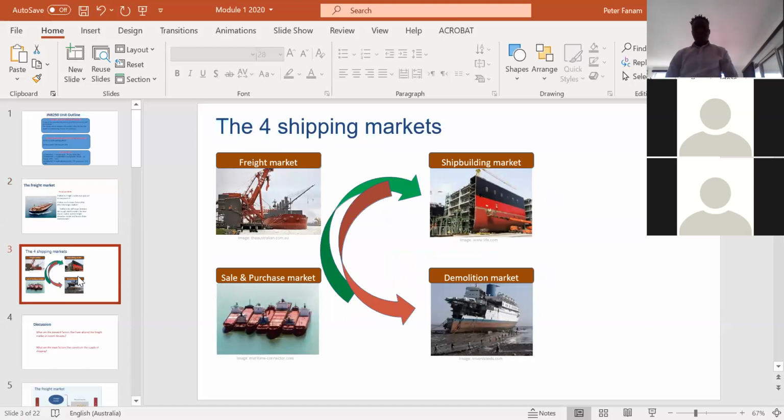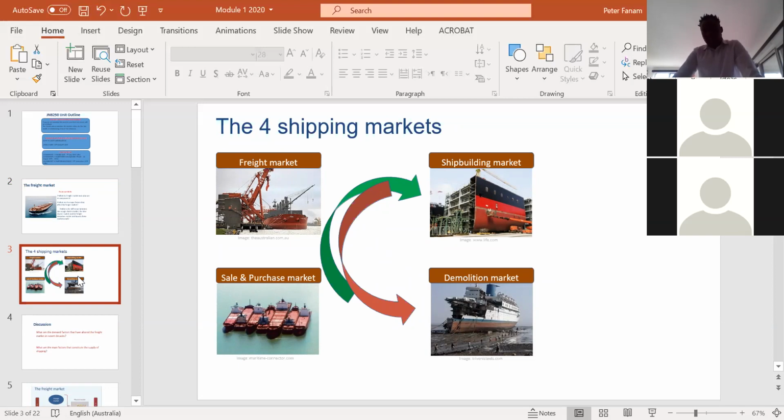Talking about the freight market, we can't talk about it alone without touching on other aspects of the shipping market. The shipping market has 4 elements, and the freight market is just one component of it. We can't talk about the freight market without looking at the other 3. These 4 elements are the freight market, sale and purchase market, shipbuilding market, and the demolition market.